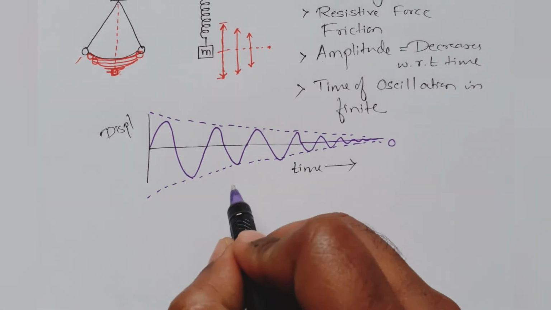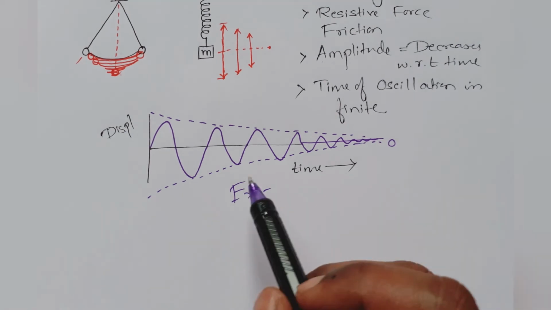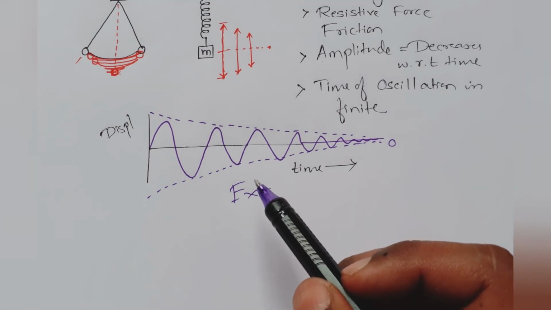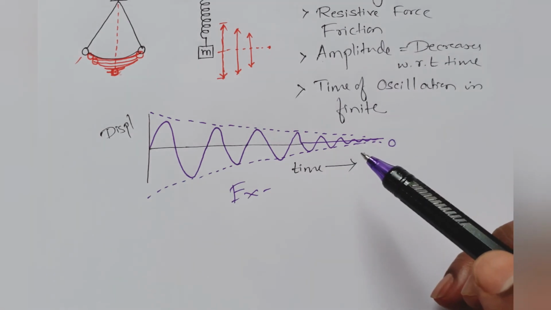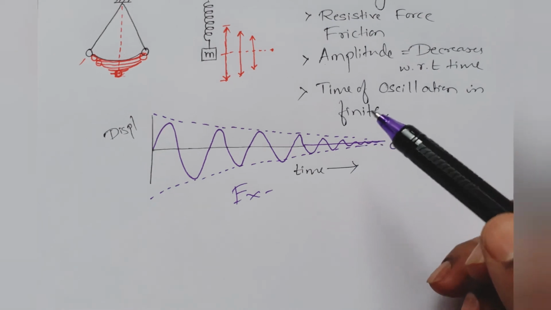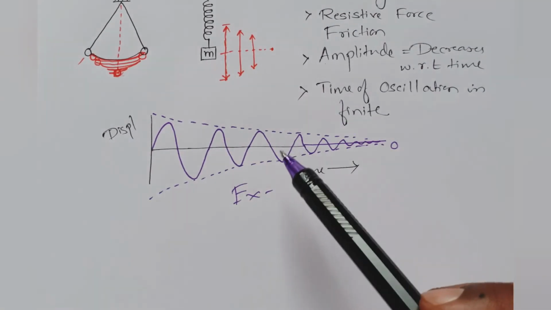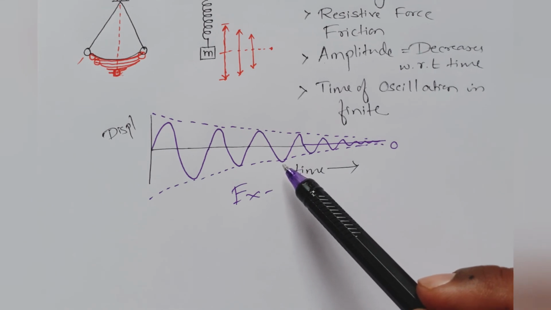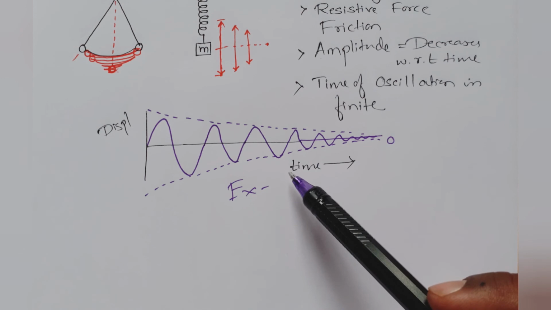What are the examples of the damped oscillation? All the examples of the simple harmonic motion in which the resistive force is involved, so that it will terminate. The oscillations will end after some time. So examples are simple pendulum, a spring, a guitar, a tuning fork. All the examples in presence of the friction.